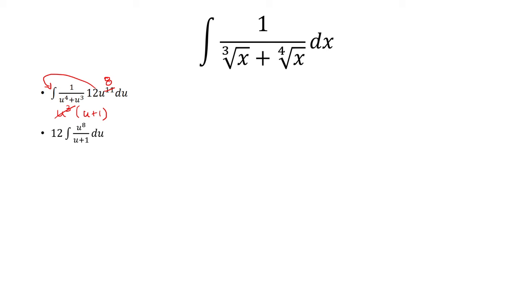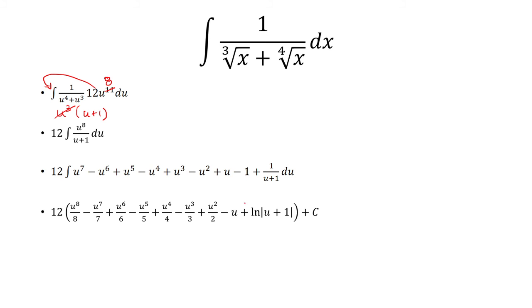The next step here is to do long division and figure out what this is. I'm going to skip that step because it does take a while. And so this is what we get. Most of these are very straightforward to find the antiderivative, but really the only one that's somewhat difficult is the 1 over u plus 1. And that's just going to be the natural log of u plus 1.